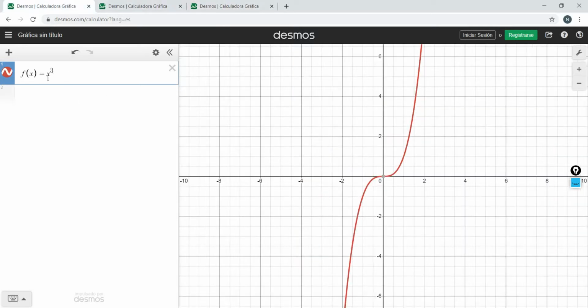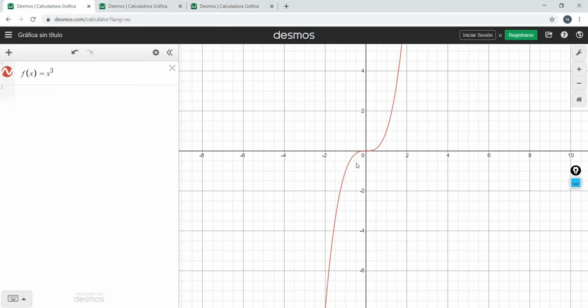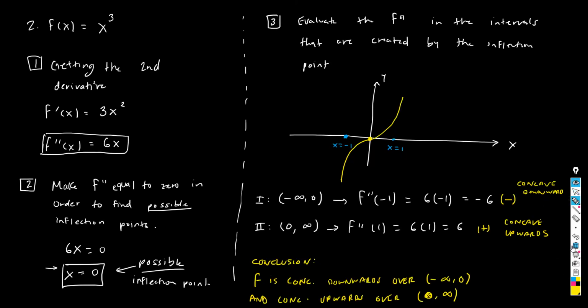Let's check. There you have it. Concavity downwards first, and then concavity upwards. So it checks. So you see, it's not difficult, guys. It's actually quite simple once you get the knack of it.